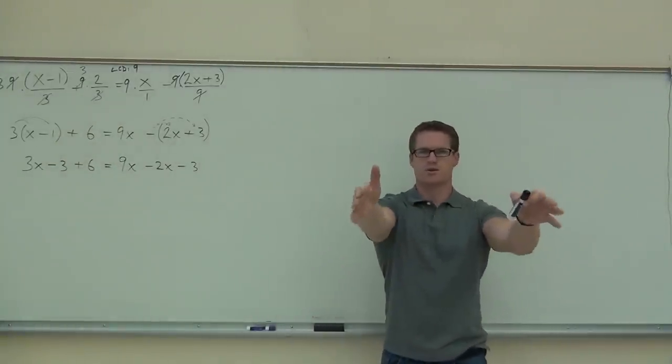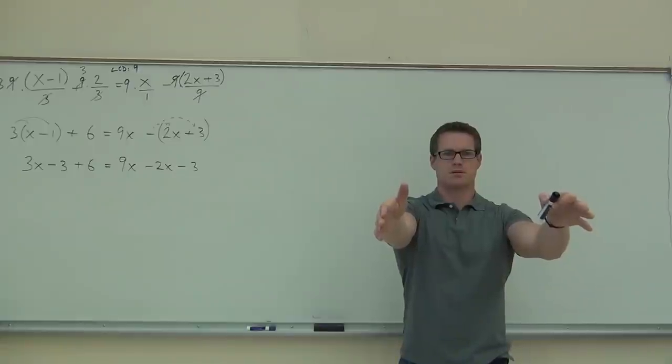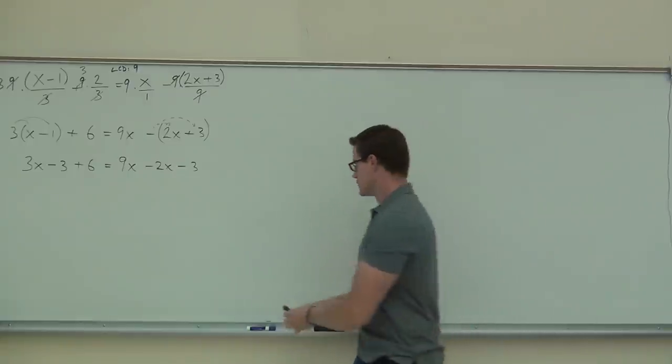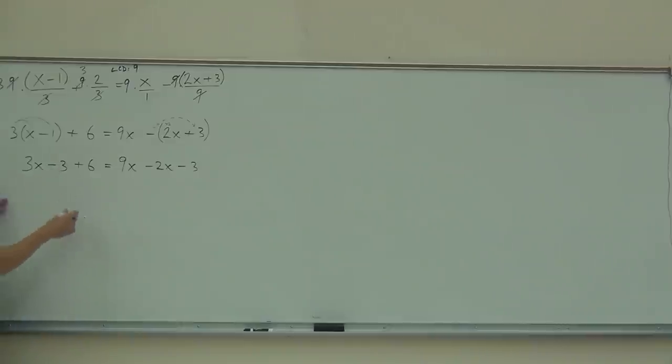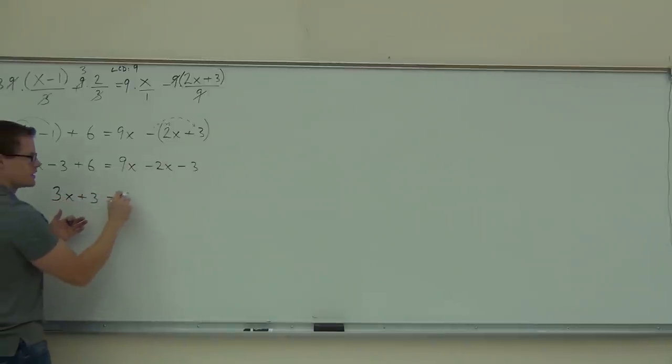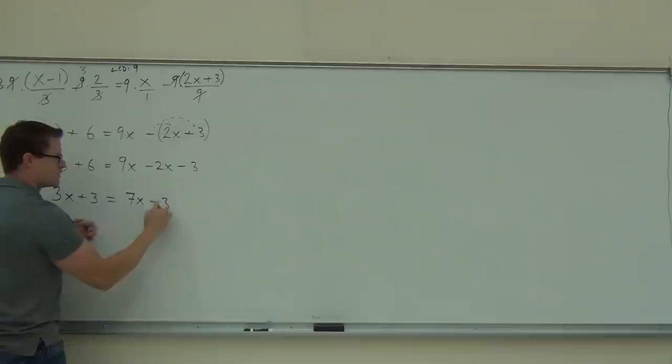Somewhere in the middle, what do we do? Like term, like term. Okay. Like terms on the left, what are we going to get when we combine those? 3x plus 8. Perfect. On the right-hand side, I'm seeing a couple like terms, the 9x, the minus 2x. That's going to give me 7x minus 3.